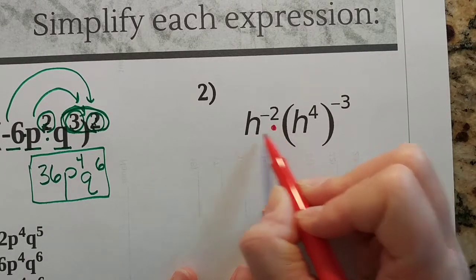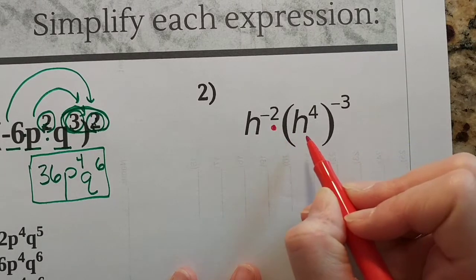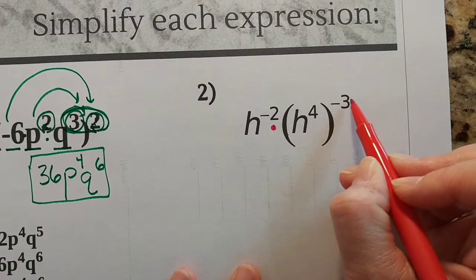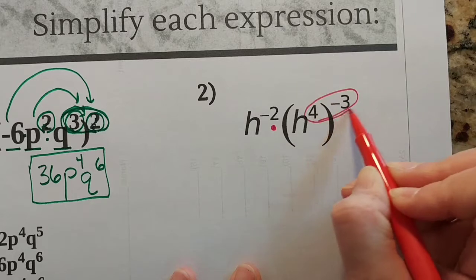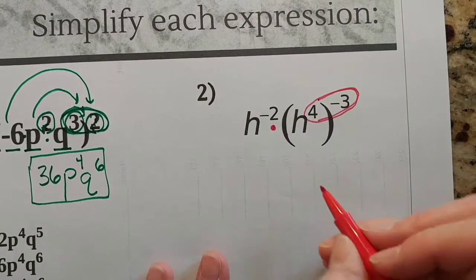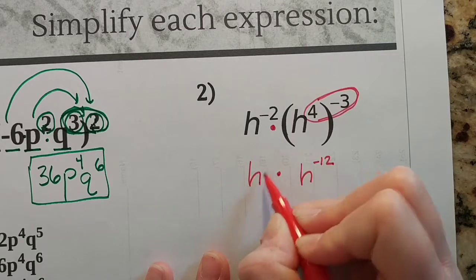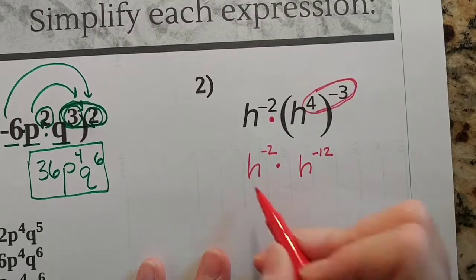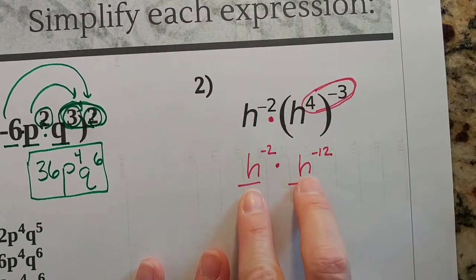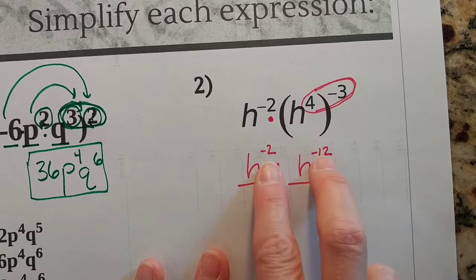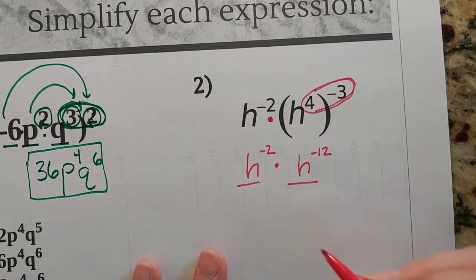Looks like we have these two h's being multiplied together. But hold on. This one can be simplified. Here I have a power raised to another power. Power to a power, multiply the powers. Now let's bring everything down in the front. Okay, now it looks like I have powers that I'm multiplying together, and they have the same base. When I multiply powers with the same base, I add the exponents.